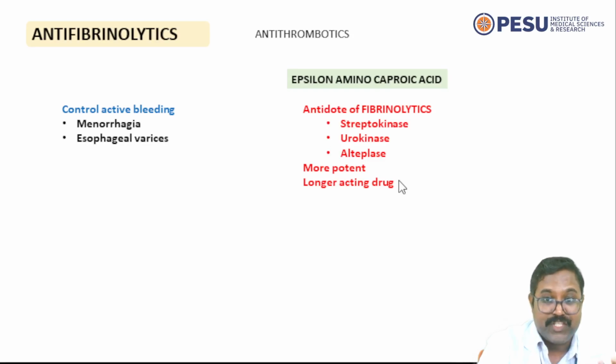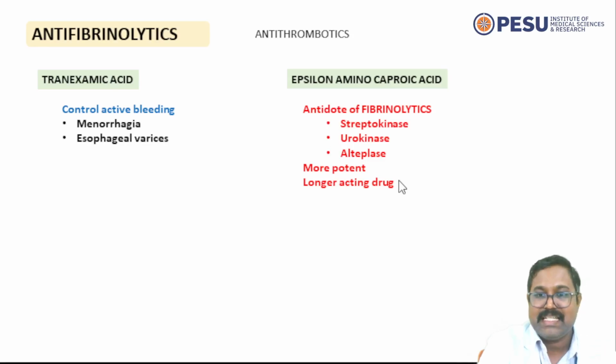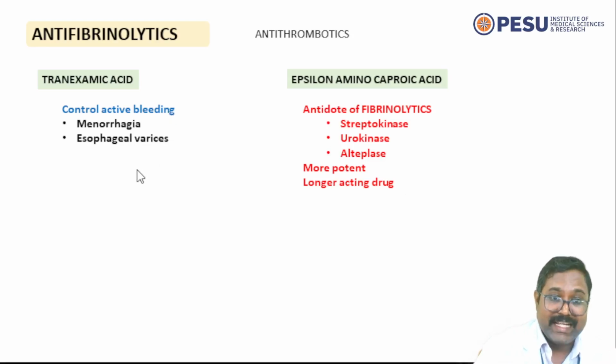So which are these drugs we are talking about? We are talking about tranexamic acid and epsilon aminocaproic acid. Tranexamic acid is used for control of active bleeding in case of menorrhagia and esophageal varices, whereas epsilon aminocaproic acid is used as an antidote for fibrinolytic overdose.